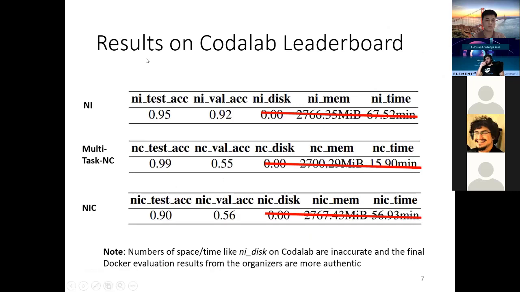And here are the results on the Codalab leaderboard. We get a very high accuracy, but notice that the numbers for space and time on Codalab are inaccurate, and the final Docker evaluation results from the organizers are more authentic.